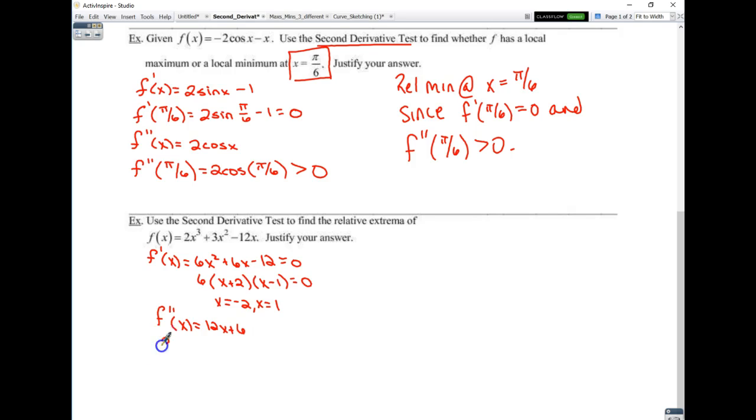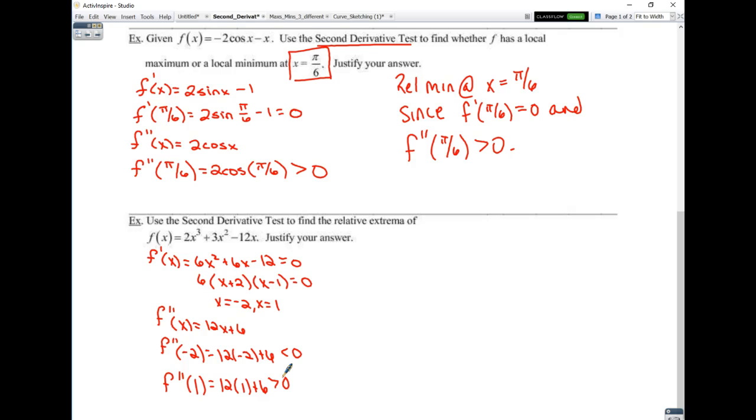For the second derivative test, I just need to know at that point, does this function have positive concavity or negative concavity? So I go f double prime of negative 2, which is 12 times negative 2 plus 6. Positive or negative? Definitely a negative value. f double prime of 1 is 12 times 1 plus 6, which is definitely a positive value.